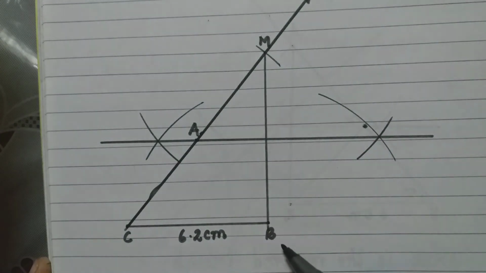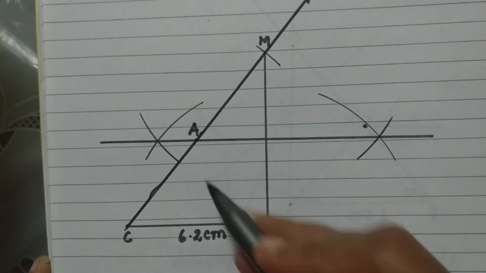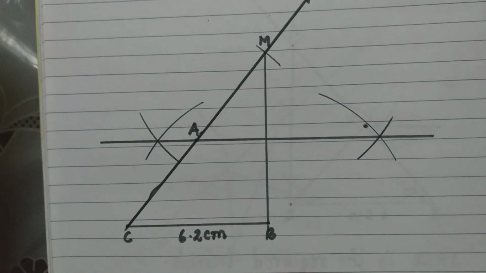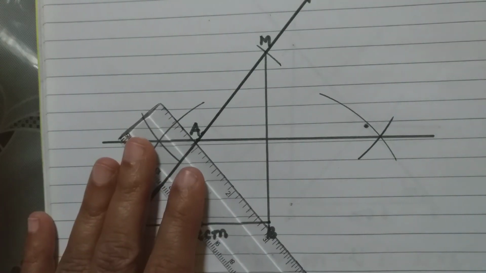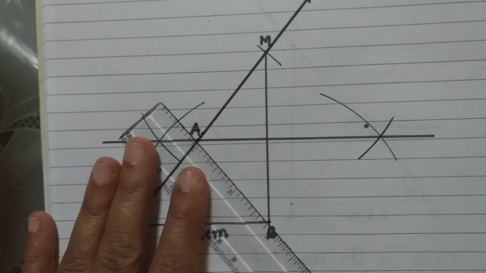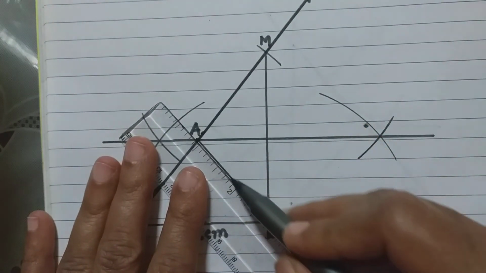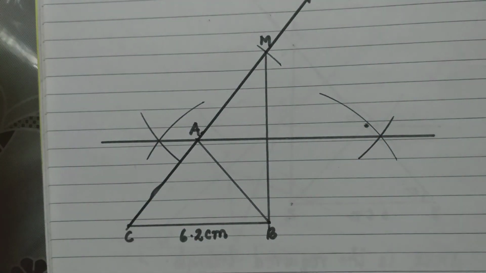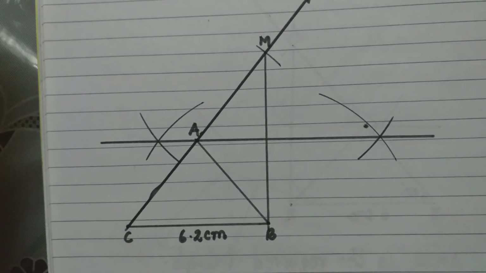So we can have a triangle ABC, but this triangle is not complete because the side AB is not joined. So we join side AB. So now ABC is the required triangle. Triangle ABC is the required triangle.